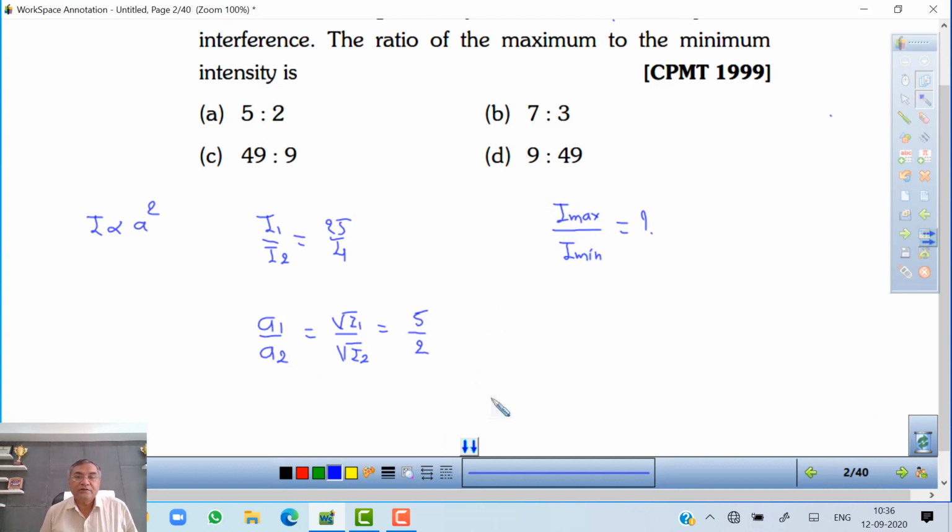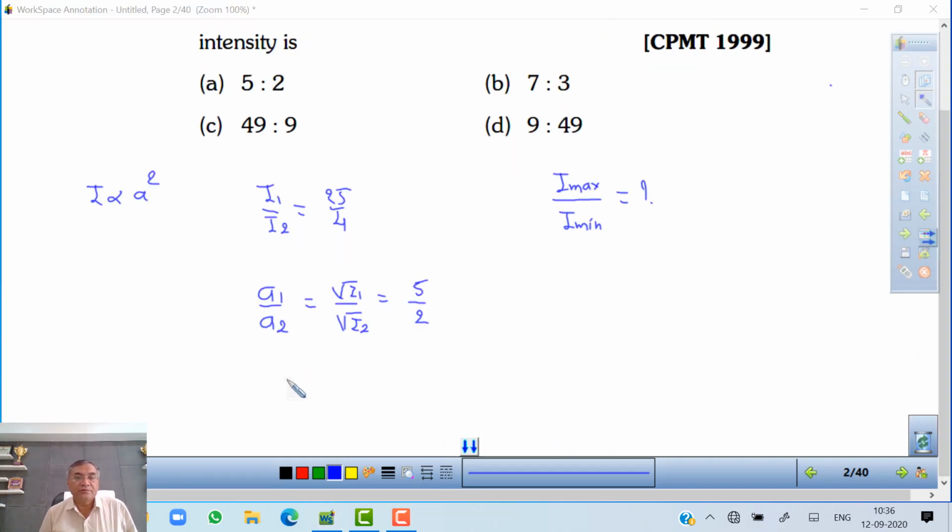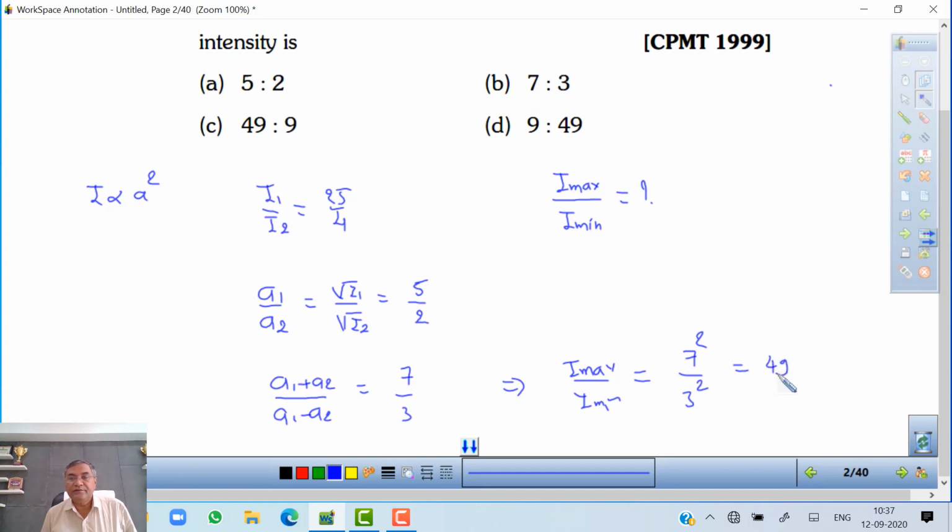Where we get the maximum intensity? Constructive. Constructive means addition of the amplitude. So A1 plus A2, and here A1 minus A2. So this becomes 7 and this becomes 3. Intensity again proportional to amplitude square. So I max upon I min is equal to square of that. So 7 square upon 3 square. So it is 49 upon 9. So I think this option is the correct one.